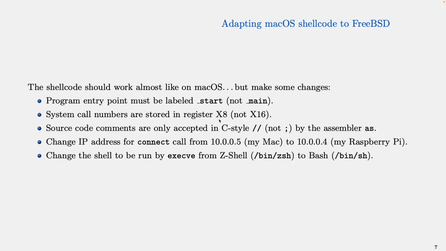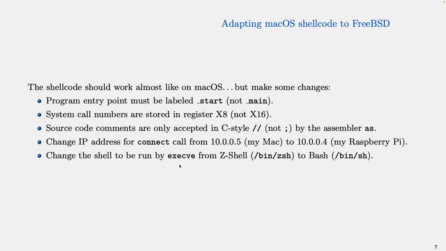And because we're using the GNU AS compiler, we have to change our source code comments to the C style // and we cannot use the semicolon. And of course, because I'm using it on a different machine, not on my personal Mac, but on the Raspberry Pi, we have to change the IP address for the connect call from my Apple machine to my Raspberry Pi machine.